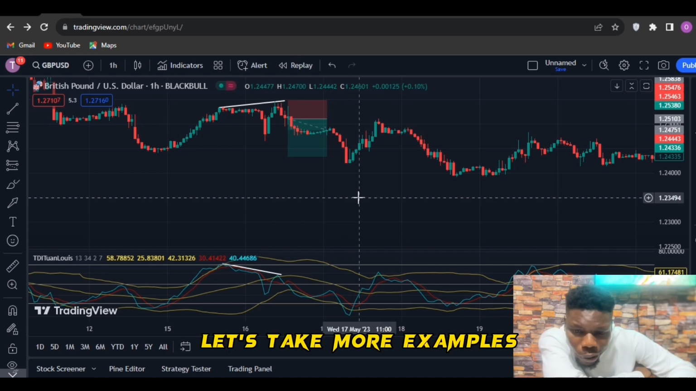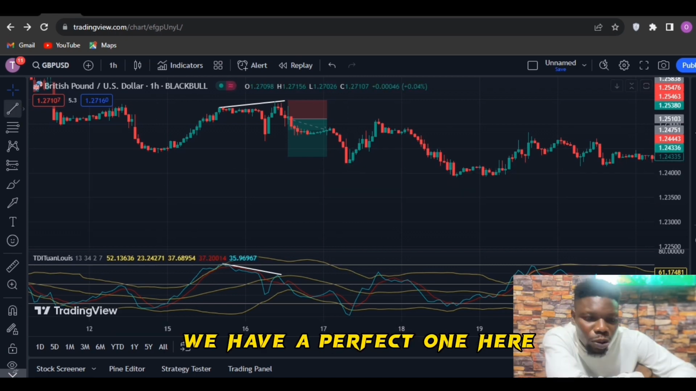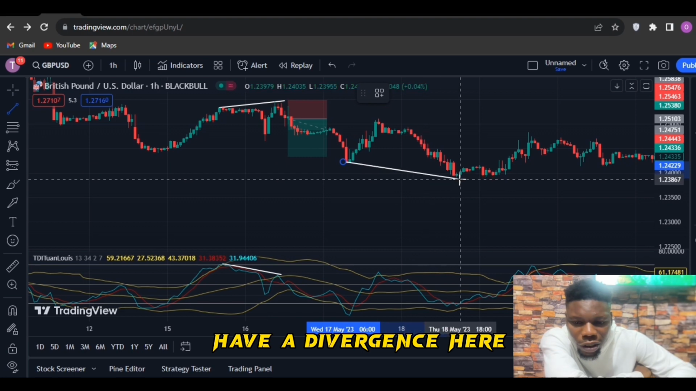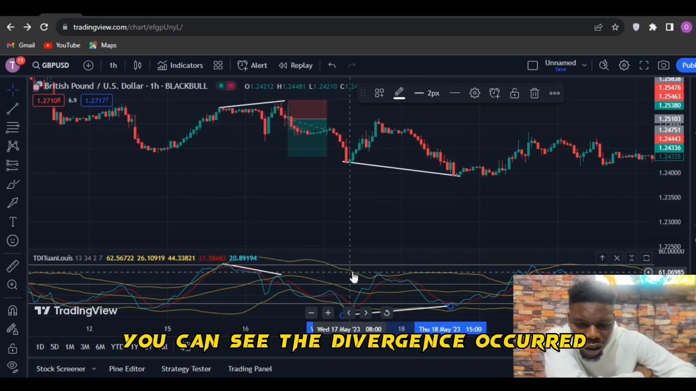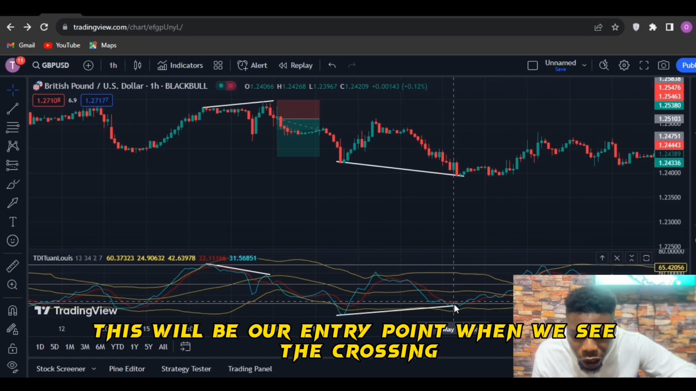Let's take more examples. We have a perfect one here. We have a divergence here. You can see a divergence occurred. Where will our entry be? This will be our entry point when we see the crossing.